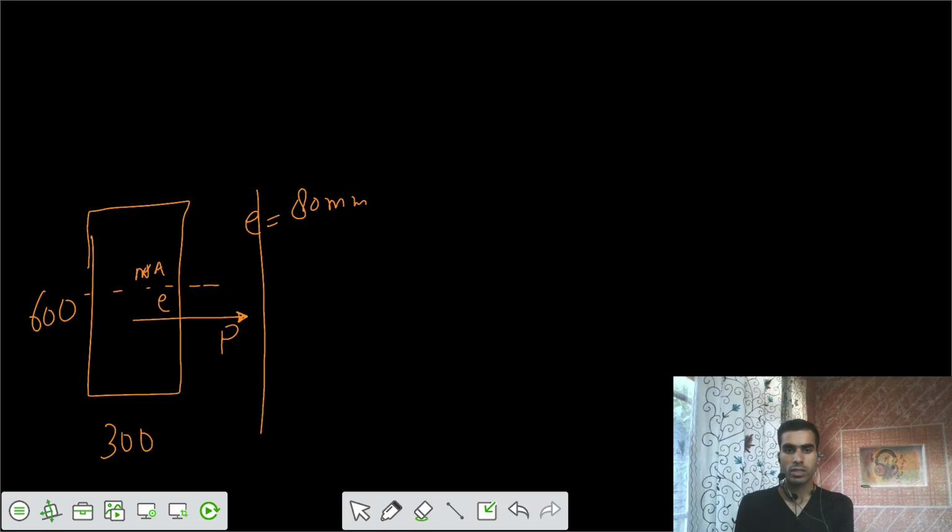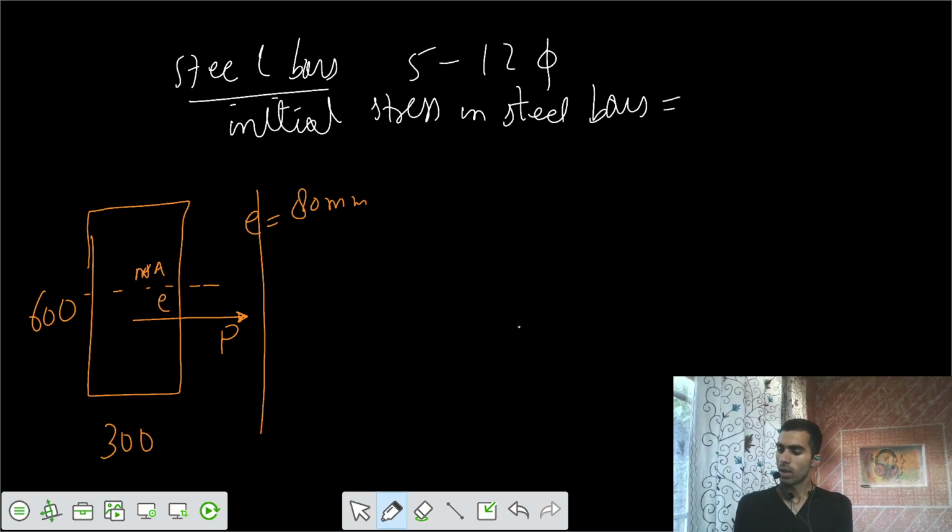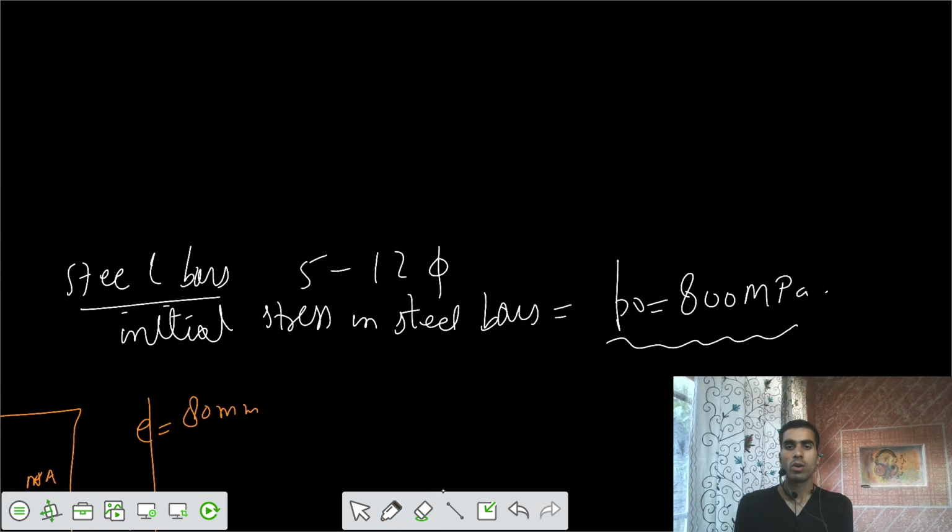The prestress is developed because of the steel bars, and steel bars we have number of bars, 5 bars of 12 phi, and their stress was equals to the initial stress in the steel bars. Initial stress in the steel bars was equals to P naught equals to 800 megapascals. So how can you apply this stress in the bar? Actually, how can you apply this P naught stress in the bar?